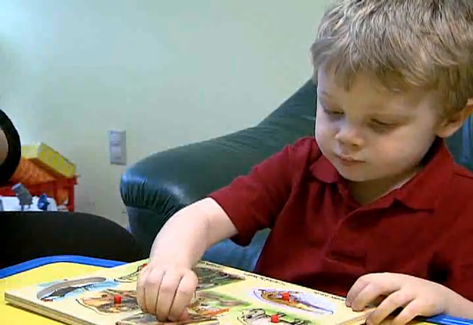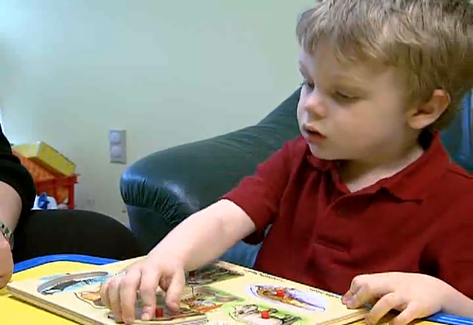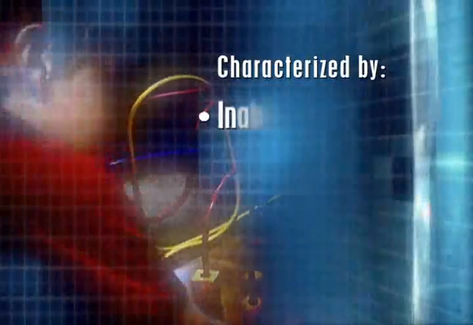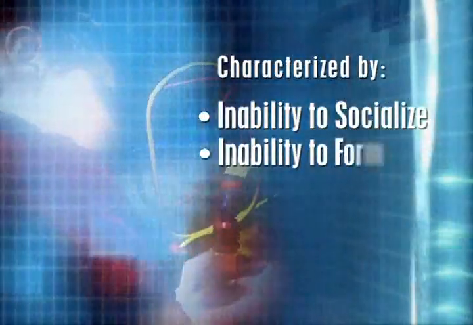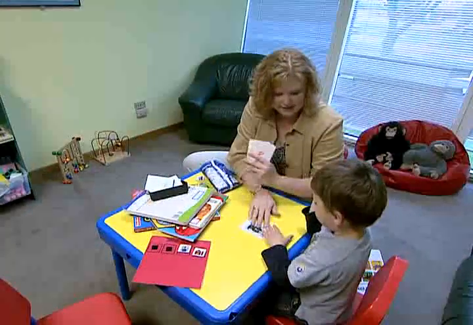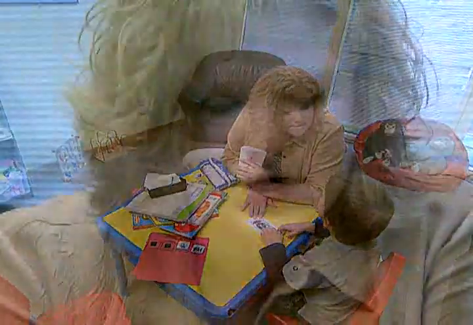Autism is a broad term used to describe a group of brain disorders characterized by delays in the development of many basic skills. People who are autistic lack the ability to socialize or form relationships with others, as well as the ability to communicate. In order to understand autism, it's necessary to recognize the differences in brain function between typical and autistic brain development.